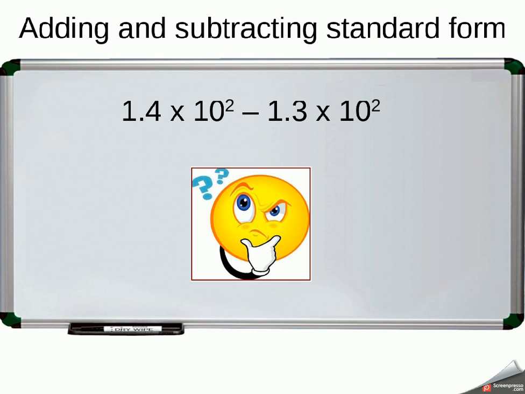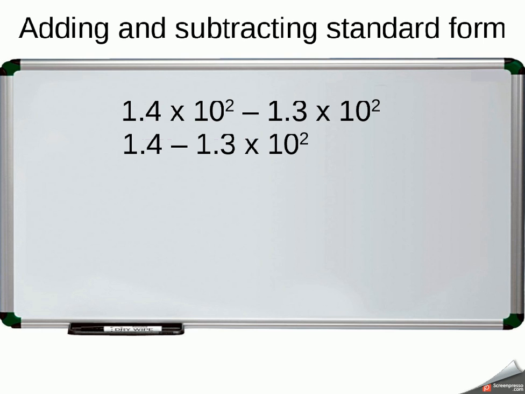So this example by here, 1.4 times 10 to the 2 minus 1.3 times 10 to the 2. One thing we can immediately see is that both of them have the same times 10 to the 2. So if you see that both the 10s have the same power, we can use a little trick here. We can simply do 1.4, take away 1.3 and keep the 10 to the 2 the same. So you just take away the two numbers and keep the 10 to the power the same. So if we do that, we get 0.1 times 10 to the 2.